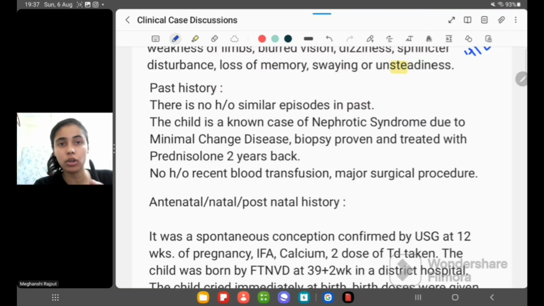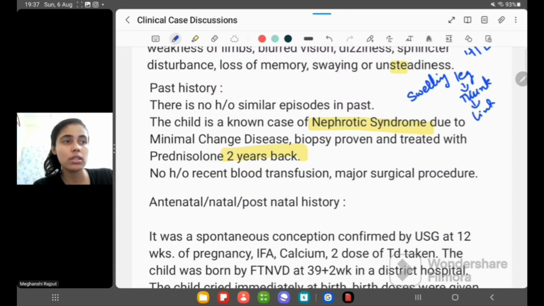So the five cases which we talked about here, the fifth one which we need to understand is nephrotic syndrome, while it is of 2 years back. So at 2 years back, the chief complaints would be swelling, and this swelling would begin with the legs, then spread, involving the trunk, and then the face, legs, arms, limbs, and the face.